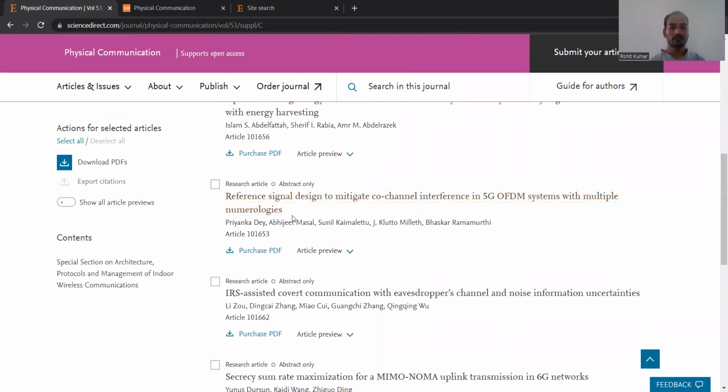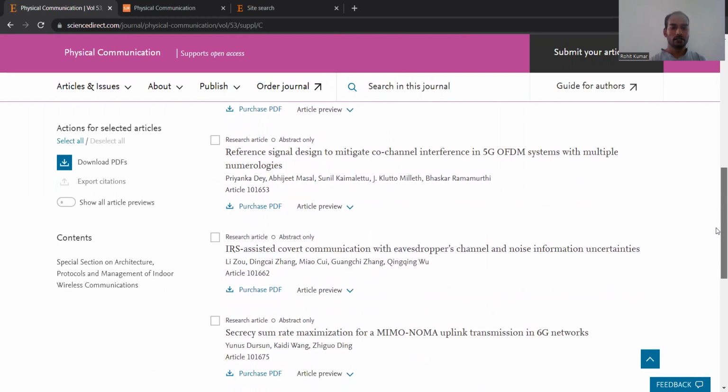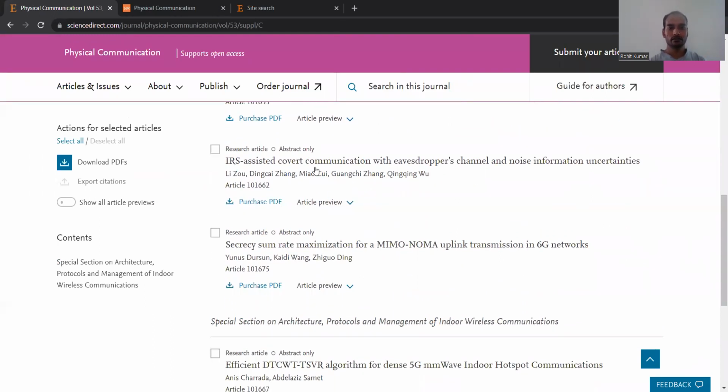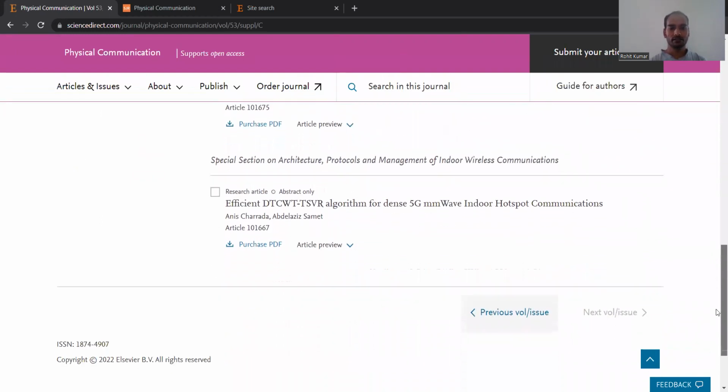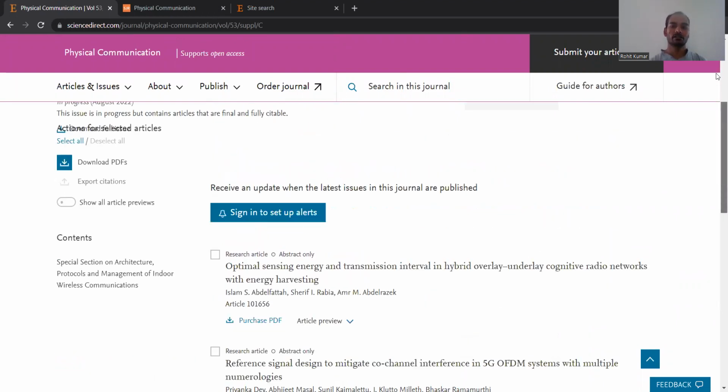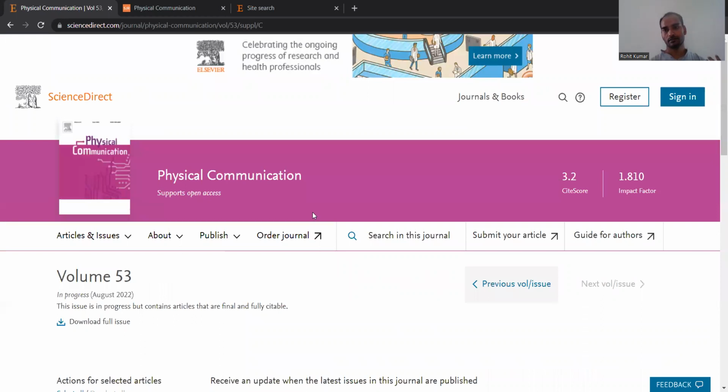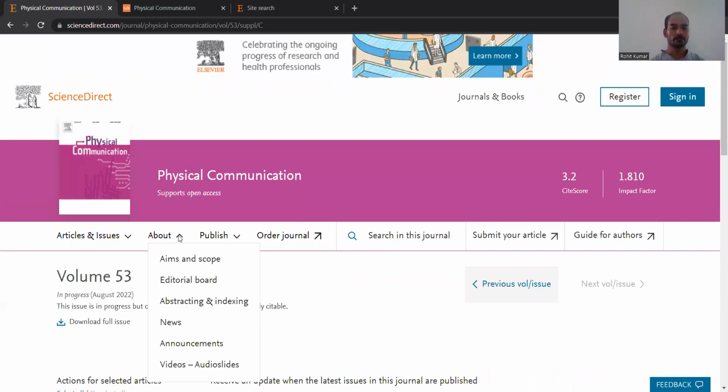Additionally, here you can see reference signal design, co-channel interference, 5G, OFDM; these are keywords. Additionally, covert communication, obviously security comes into the picture, and information uncertainties, etc. Then MIMO, NOMA, uplink transmissions, 6G networks, then efficiency, 5G millimeter wave communications. So in this way, you can have a basic idea just by looking at recently published articles of what sort of domains or topics you should focus on.